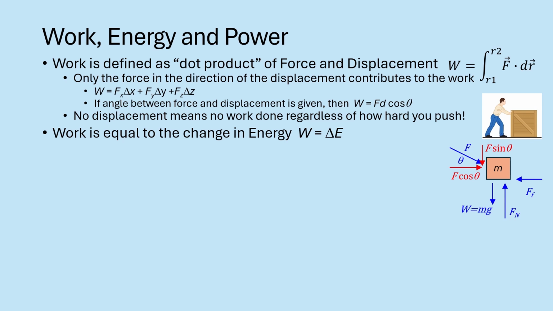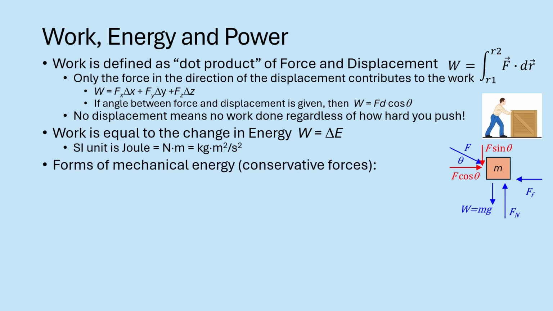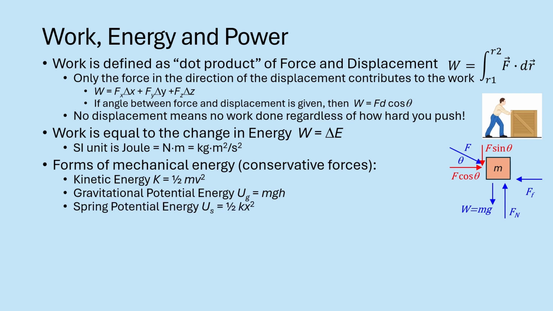The work-energy principle says that the work equals the change in energy of a system. Work and energy are measured in Newton meters or joules. Energy comes in different forms. If an object is moving, it has kinetic energy 1/2 mv squared. If there is stored energy, it is called potential energy. Raising an object stores gravitational potential energy mgh. Stretching a spring stores potential energy 1/2 kx squared.